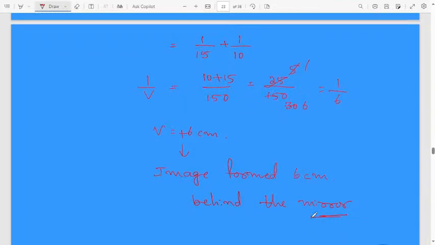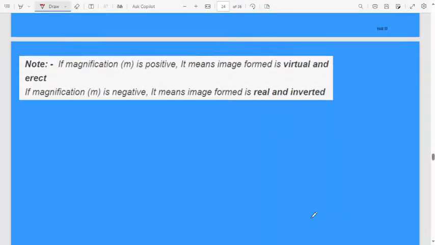Okay, let us move to the next question. One more note I included here. If magnification is positive, it means the image formed is virtual and erect. If m is positive, whatever image you get is virtual and also erect. If the magnification value is negative, it indicates the image is real and also inverted. Make a column like this, remember.